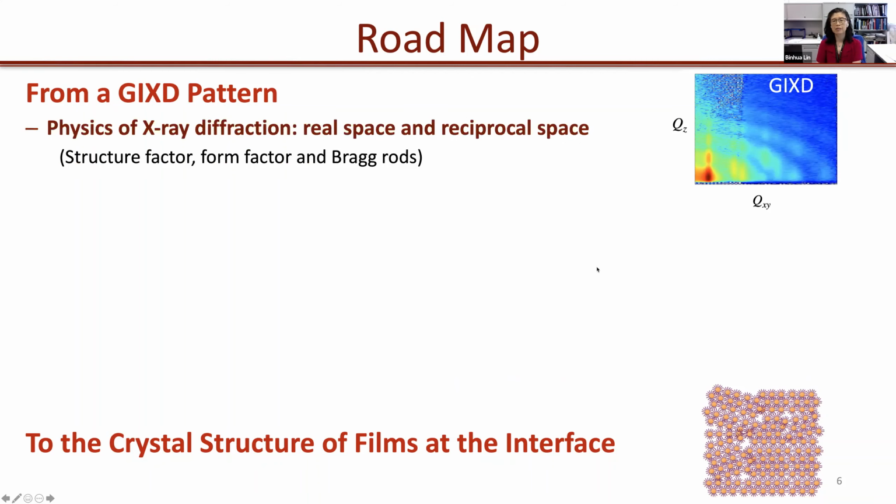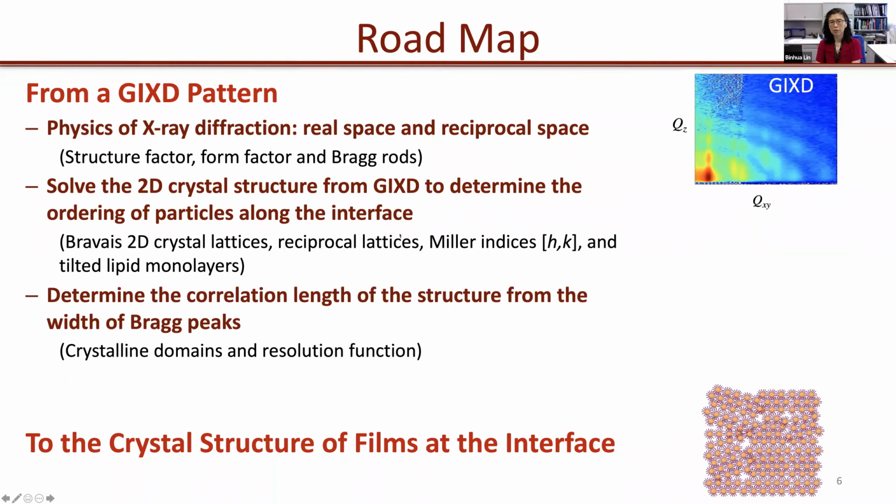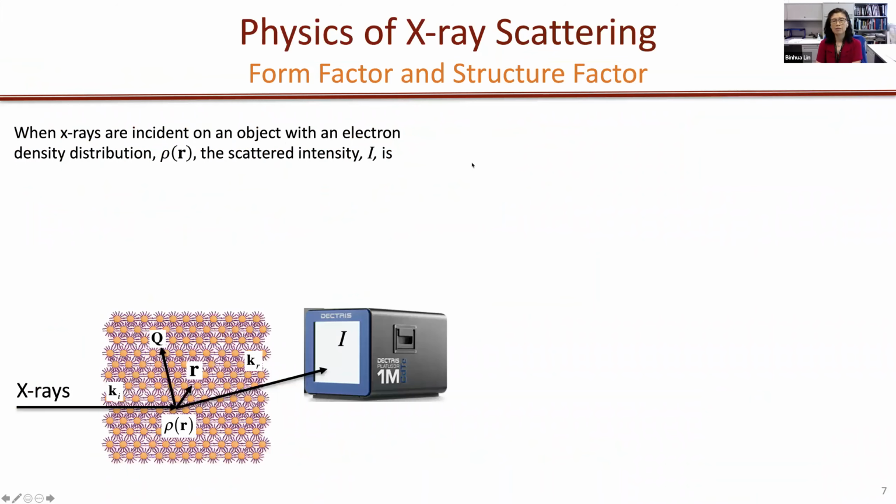So the outline of this lecture is as follows. First, I will discuss the physics of X-ray diffraction, and then I will show you how to solve 2D crystal structures from the diffraction pattern. Following that, we will show how to determine the correlation length of the structure and the shape of the particles. So let's have some physics.